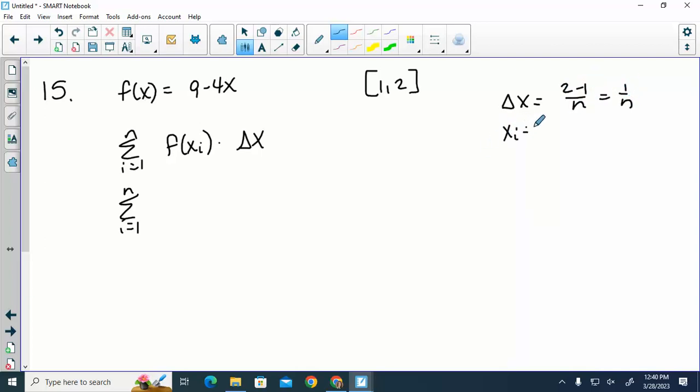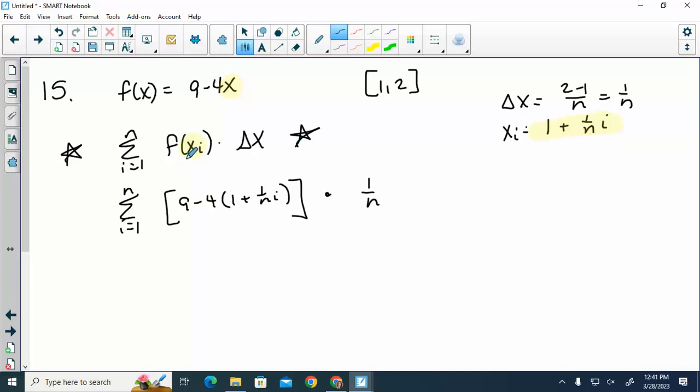x sub i is your beginning point plus the change in x times i. So when it says f of x sub i, that means you're going to take x sub i and plug it in for x in this equation. So we get 9 minus 4 times (1 plus 1 over n times i), times the change in x, which is 1 over n. This is more than just a bunch of symbols. It tells you exactly what you're doing. You're plugging x sub i into your equation, and you're going to multiply by the change in x.